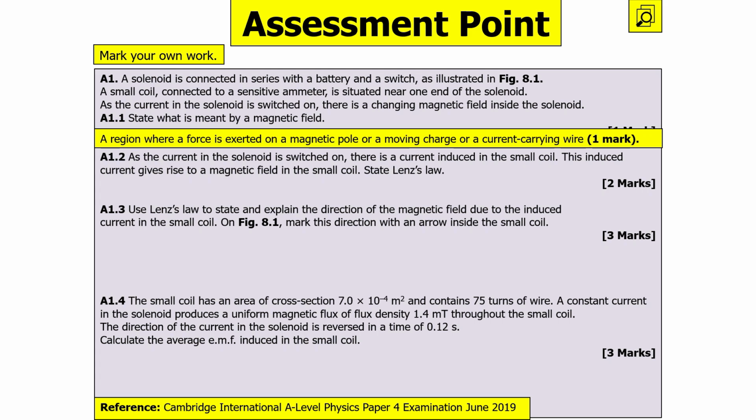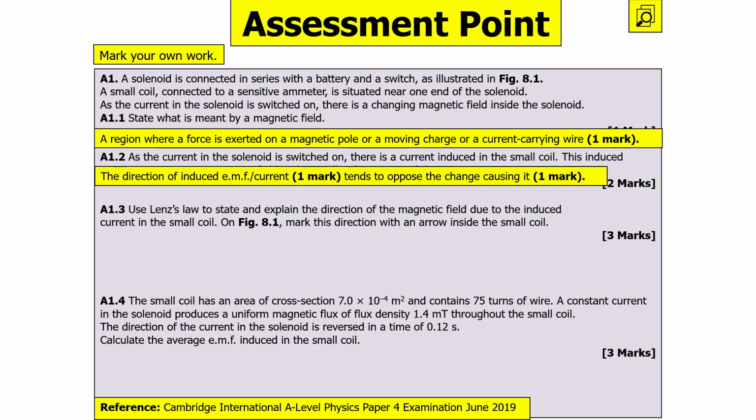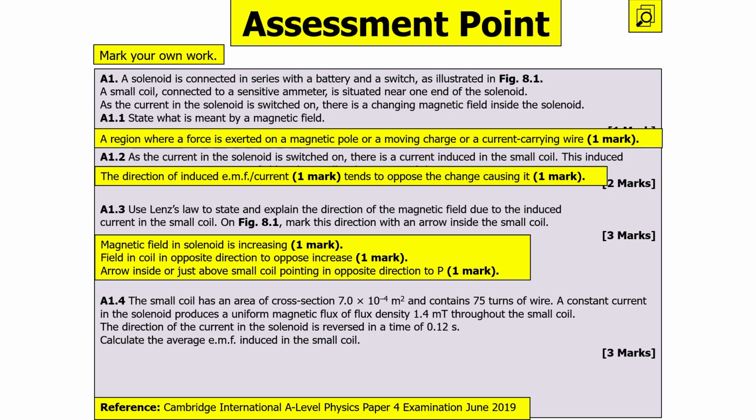Right, so we know a magnetic field is a region where a force is exerted on a magnetic pole or a moving charge or a current carrying wire. The direction of the induced EMF or current tends to oppose the change that caused it, Lenz's law. Now we know that the magnetic field in the solenoid is increasing, so the field in the coil is in the opposite direction to oppose the increase. So the arrow should be just inside or above the small coil, pointing in the opposite direction to P.